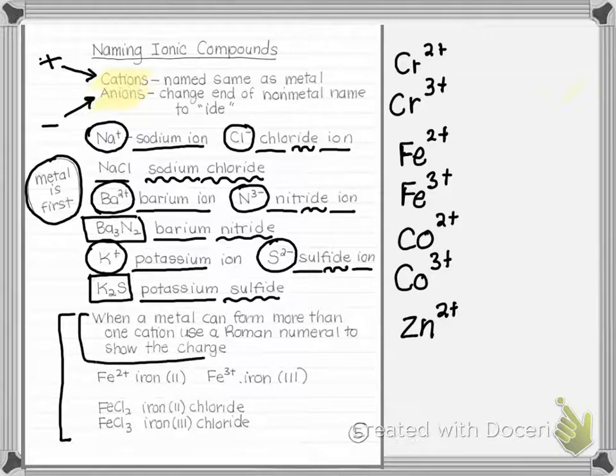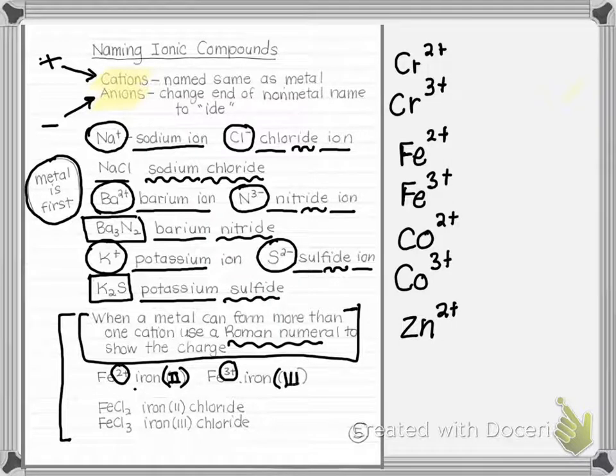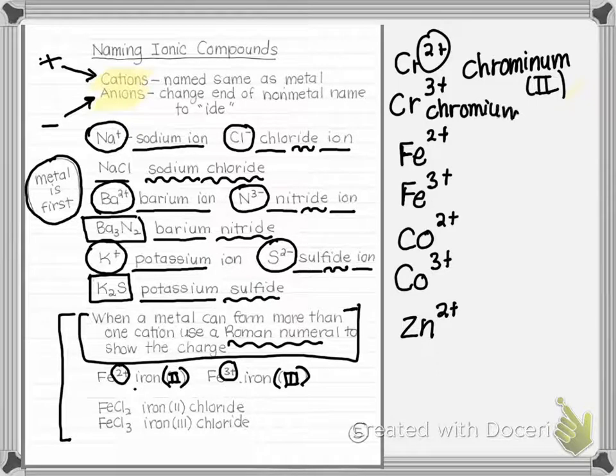So here's the rule. When the metal can form more than one cation, positive ion, use a Roman numeral to show the charge. Okay, so this is iron with a 2+, so we name it iron with a Roman numeral 2. Iron with a 3+ is called iron with a Roman numeral 3. So this would be chromium with a Roman numeral 2, because it has a 2+. I don't know if I can write it here. Chromium, probably because I spelled chromium wrong. Made it too long. Just concentrating on 2. Chromium.